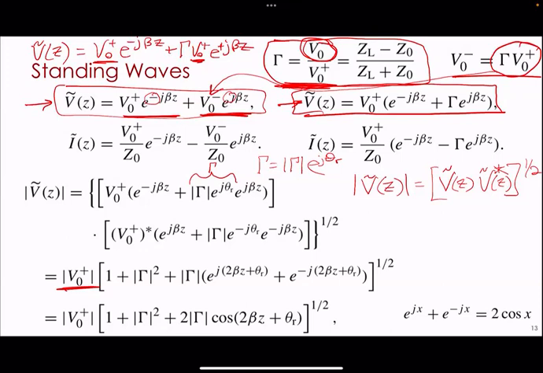What would you get when you do that one times that one? Yeah, 1, because you can add the exponents. So e to the minus j beta z times e to the j beta z, the values add together and they go to 0. You have e to the 0, and e to the 0 is 1. Boom, that's that one. Okay, question. Yes.